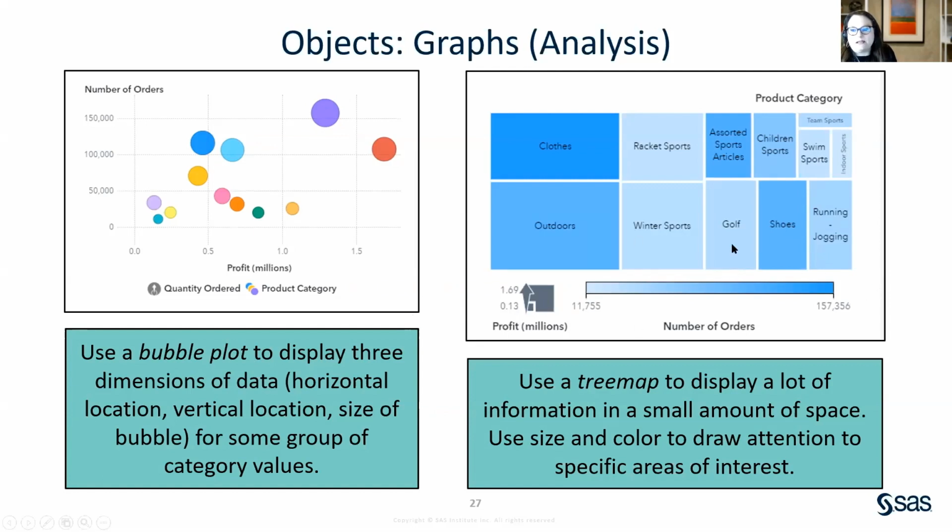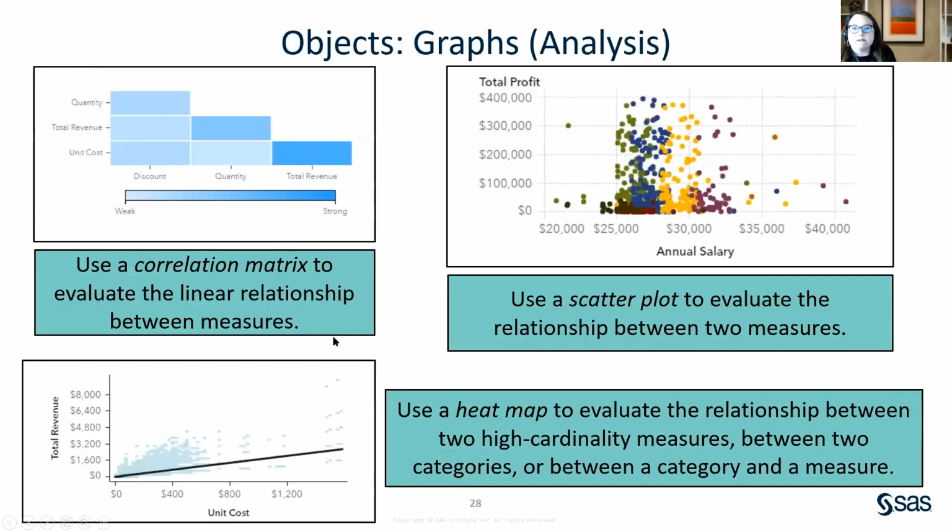The tree map is also a really great way to display categorical data with two measures. So here we can see the color is the number of orders. So it looks like clothes has the most number of orders. And then the size is based on profit. So outdoors generated a higher profit, but not as many orders. And we'll take a look at using these.